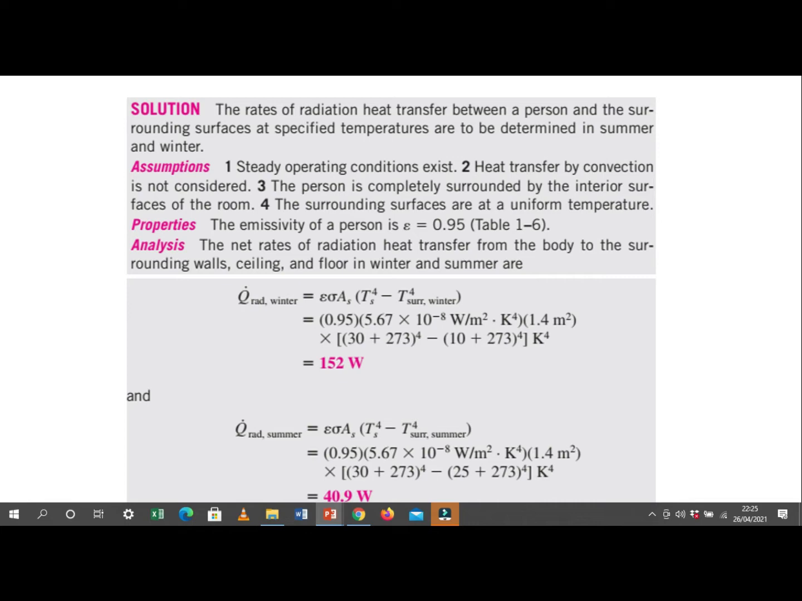So you have to determine two different radiation heat transfers. One is in the summer and the second one is in the winter. So assumptions: the steady state operating conditions exist.